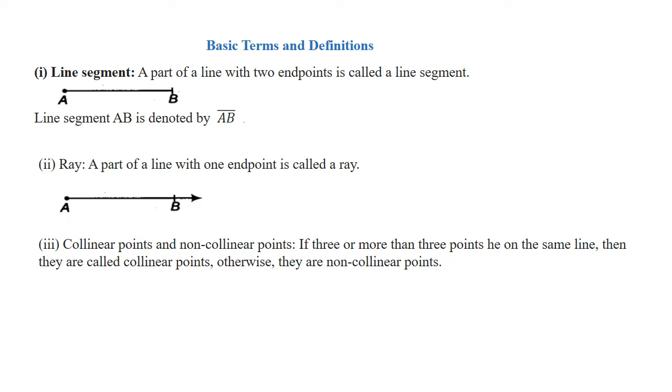Collinear and non-collinear points. If we have any three or more points which lie on the same line, then these points are known as collinear points. For example, in the diagram, here points P, Q, R are collinear.